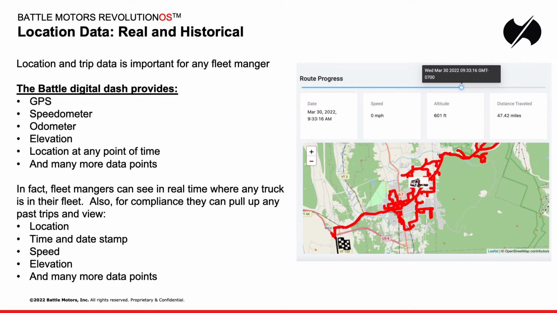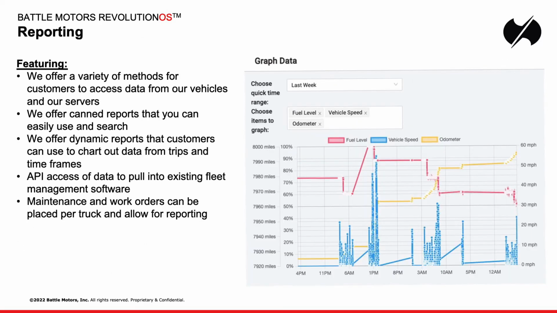You can also see the date, speed, and altitude and distance traveled on that particular trip, and see it all go through all the different locations, either in real time, or you can actually drag and drop this route indicator. We do provide some canned reporting.